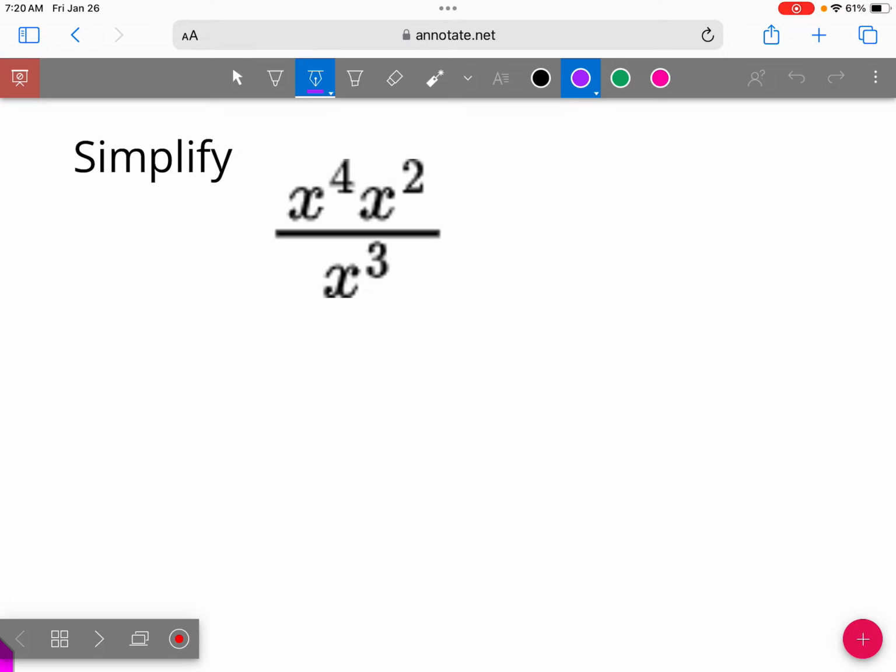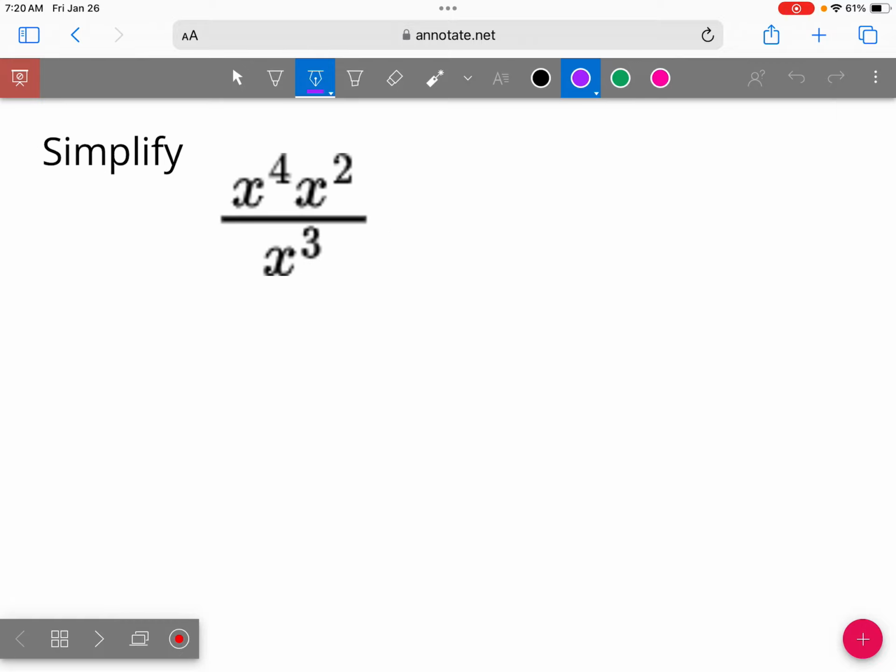There's a couple of different ways you can go. It's going to take us a very long time today if you guys aren't willing to voice things. What can we do? Yeah, we can combine our numerator. So we can make this to be x to the 4 plus 2. Since we're multiplying the bases, we add our exponents, which gives us x to the 6th over x to the 3rd.